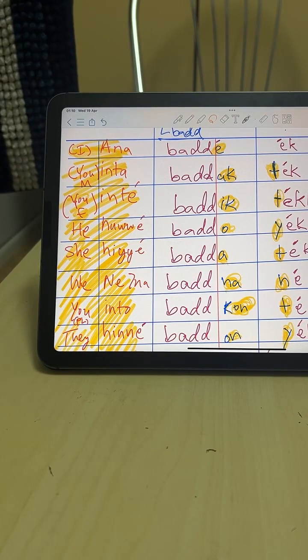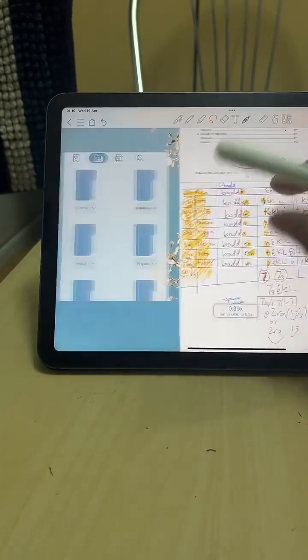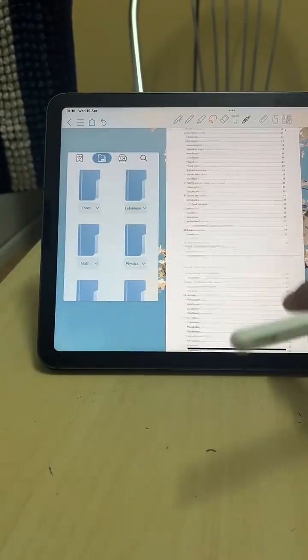Okay, Liv, are you done? If you're eating, it's okay. And then Lara, are you done? Perfect. This is the exercise. Let's find an empty page.